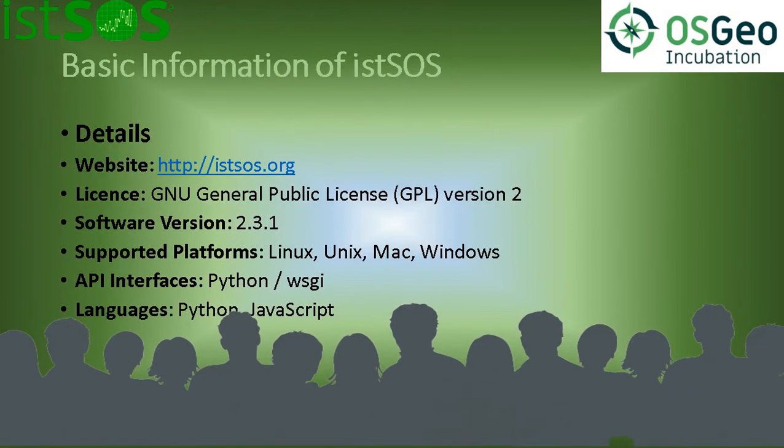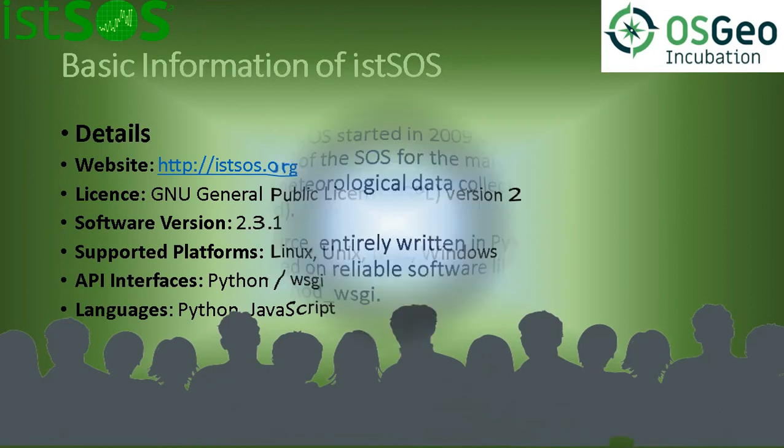Basic information of istSOS. Website: http://istsos.org. License: GNU General Public License GPL version 2. Software version: latest software version 2.3.1. Supported platforms: Unix, Linux, Mac, Windows. API interfaces: Python/WSGI. Languages supported: Python and JavaScript.